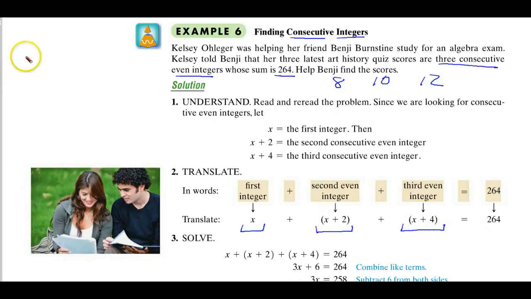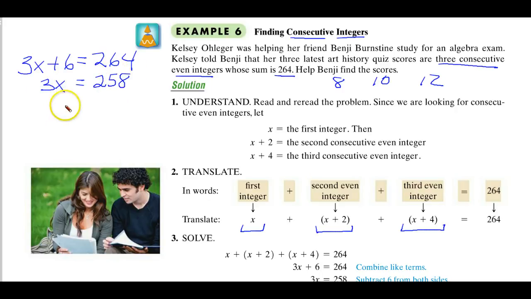So then we get 3x plus 6 equals 264. We're going to transpose that or subtract it. We get 258. We're going to divide both sides by 3. So our 3 consecutive even test scores, 86 for the first, 88, and 90.